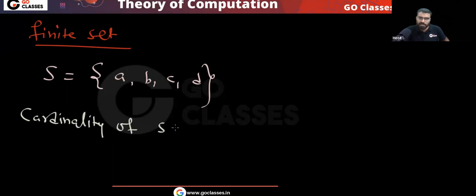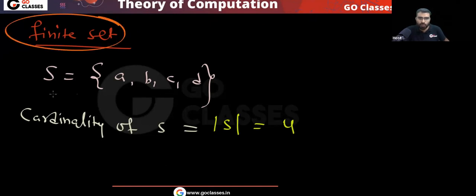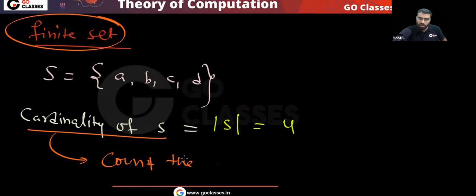How will you find the cardinality of S? If you want to find the cardinality of S, you will count how many elements are there. So for a finite set, if you want to find the cardinality, you will count the number of elements. This is how you will do it.